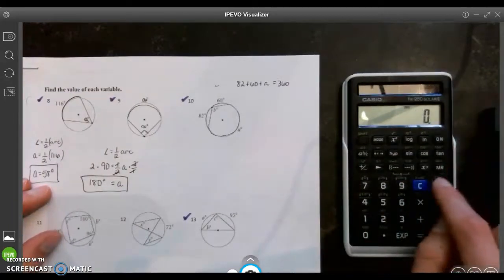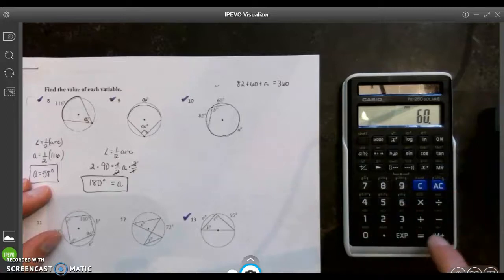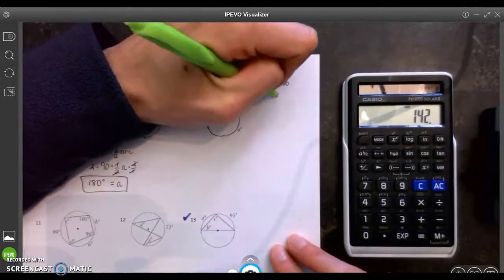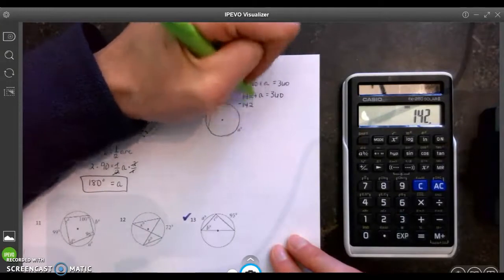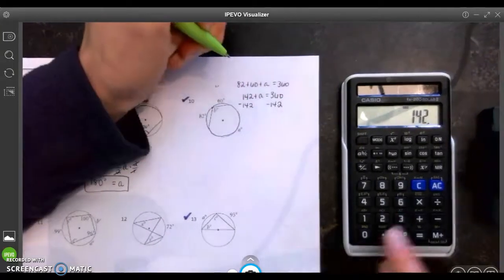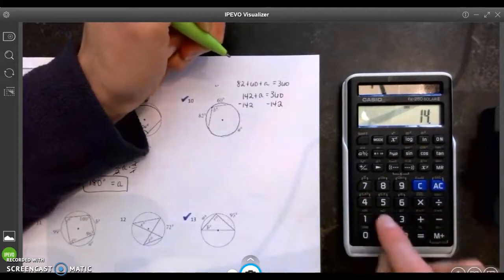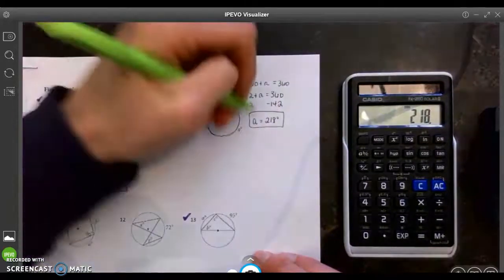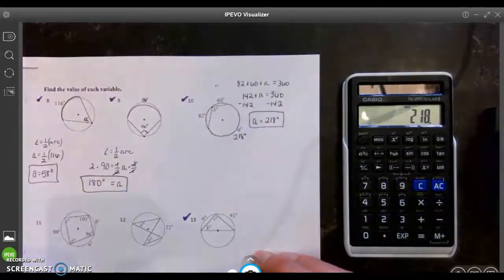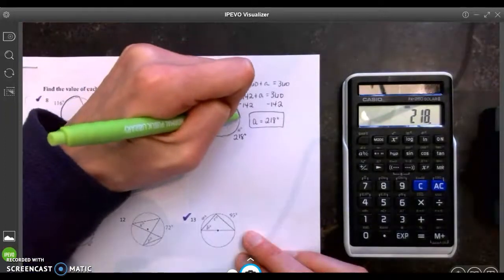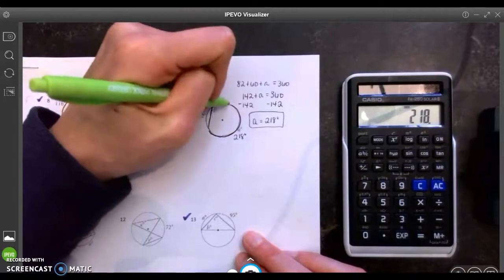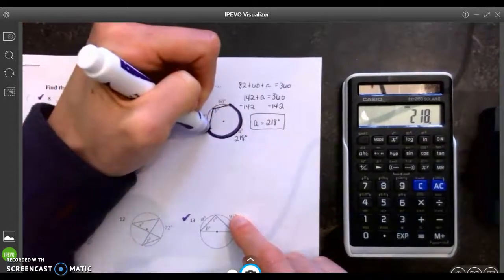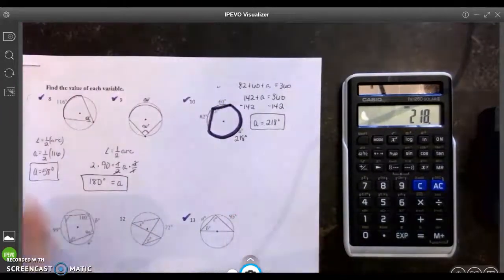So I'm going to do 82 plus 60 equals 142, plus A equals 360. Then subtract 142 on both sides. So 360 minus 142. A equals 218 degrees. So we found A. So if A is 218 degrees, this arc A goes with this angle. Let me do that in a different color so you can see that. This arc A, 218 degrees, if I follow down those chords, it goes with angle B.